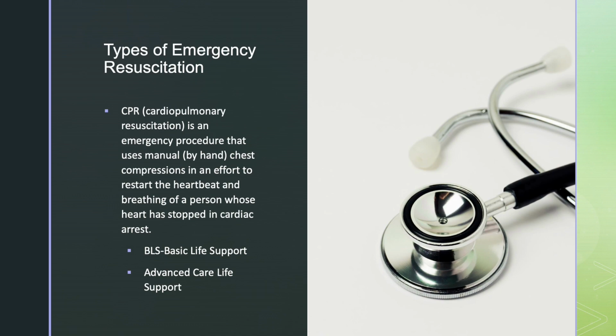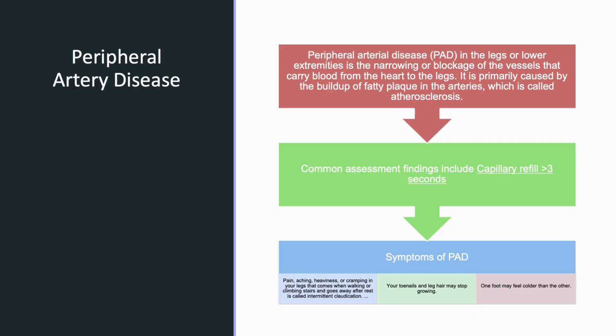Next slide. All right, so peripheral artery disease. This is something that happens often enough. It's legs, lower extremities, narrowing or blockage of the vessels that carries the blood from the heart to the legs. So a big deal. It's primarily caused by the buildup of fatty plaques in the arteries, which is called atherosclerosis.